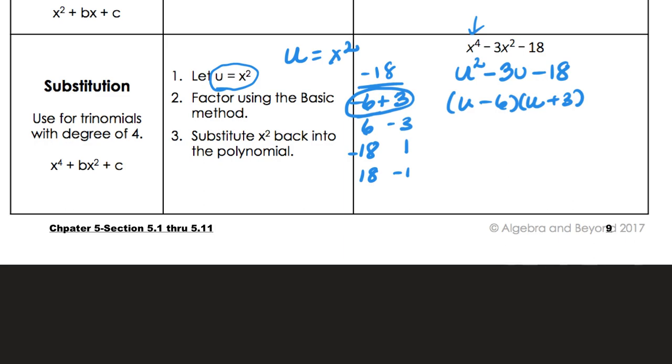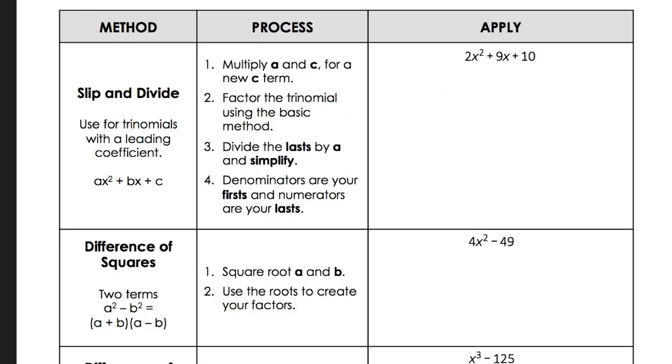Now, remember that u was x squared. So now you just go back and you substitute. So you have x squared minus 6. And we have x squared plus 3.